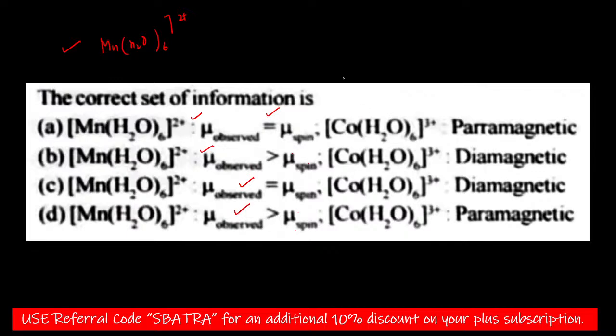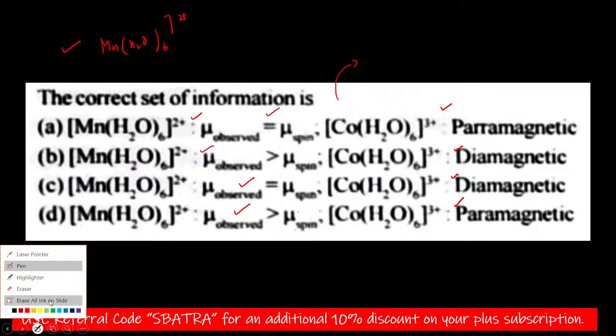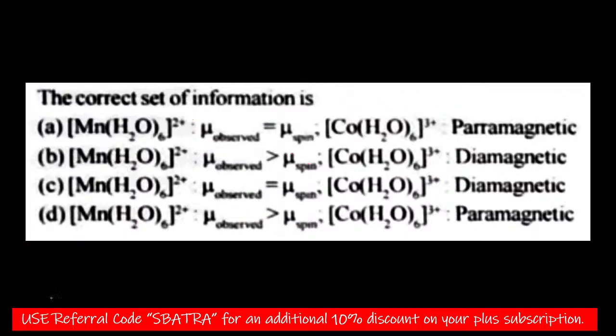Then we have the second complex, the cobalt hexaaqua complex in +3 oxidation state. So the first option is paramagnetic, diamagnetic and paramagnetic. Okay, so these are the four options. So you can use one trick of eliminating the options, and you can get to the correct answer.